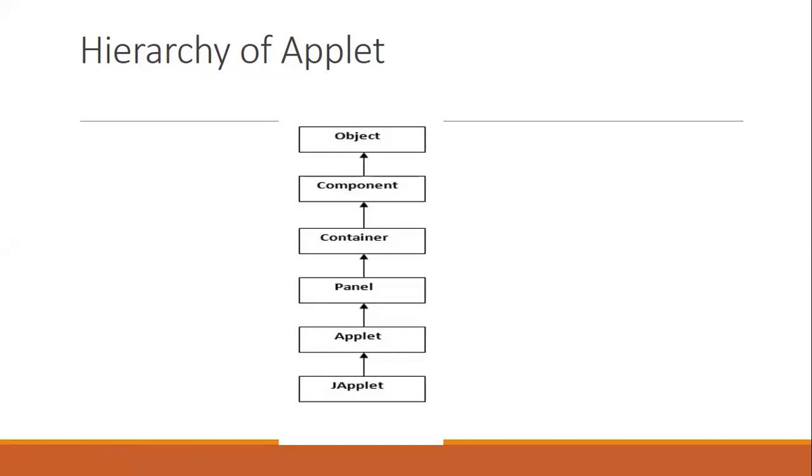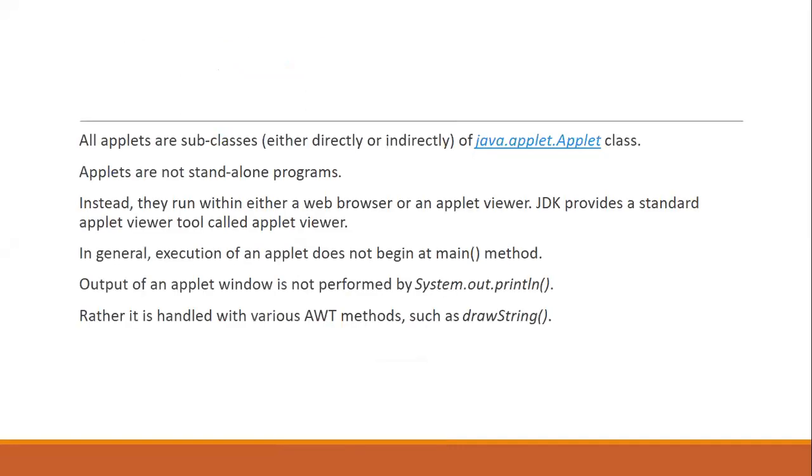So applet, as you can see, is derived from a panel and panel is derived from a container. So applet is basically a container which holds the other elements which are required to create the GUI application. Now all applets are subclasses, either directly or indirectly, of the java.applet.Applet class. Check out, applet is a package and capital A Applet is a class. So if you need to create an applet, you need to extend this Applet class.